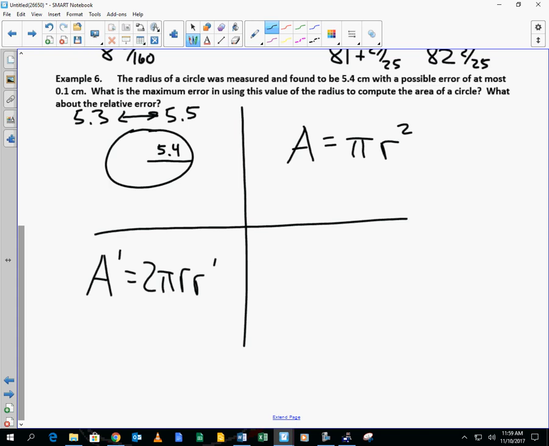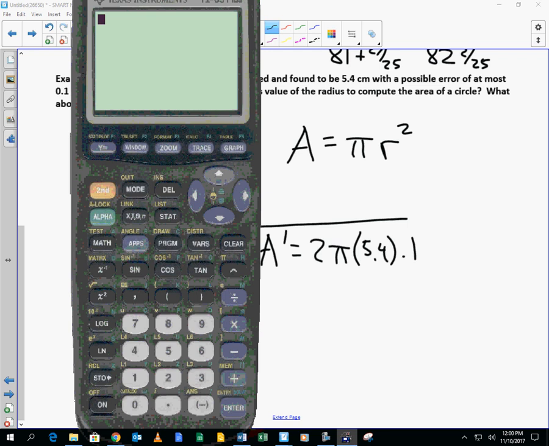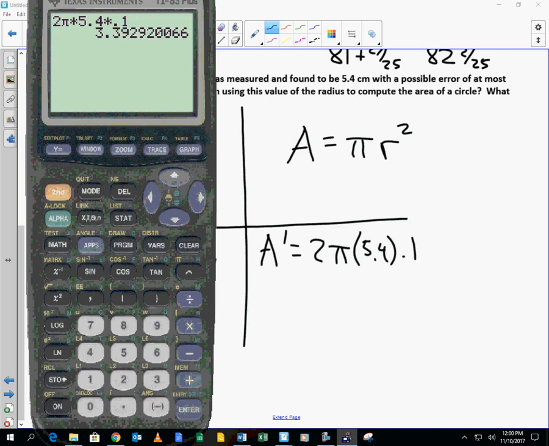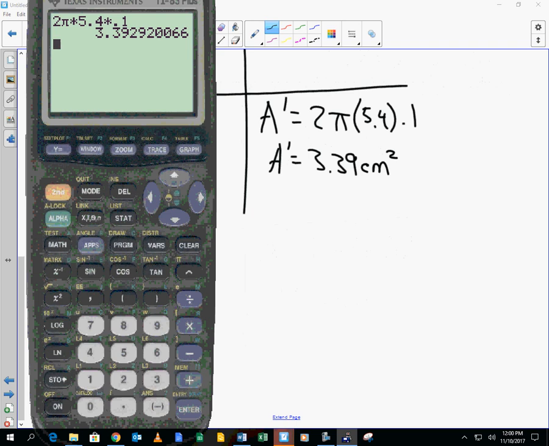The radius changes a certain amount. What would the area change? Let's figure it out. What's the current radius? 5.4. What's the possible change? 0.1. So 2 pi times 5.4 times 0.1. And I get 3.39. 3.39 what? Centimeters squared. So the area could actually change by 3.39 centimeters squared if we were to change the radius by 0.1.